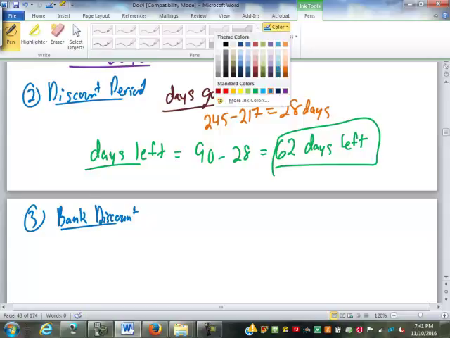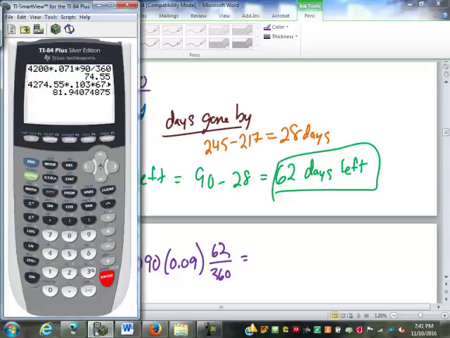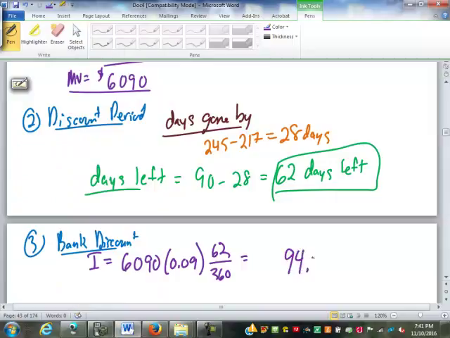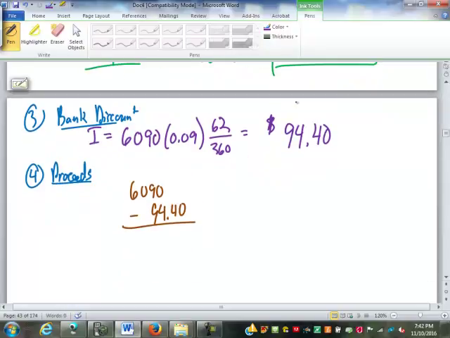What do I do for the bank discount? Your interest is the maturity value, 6090, discount rate from the bank was 0.09, 62 over 360. $94.40, you're correct. So that is the bank discount. Proceeds, $6,090 minus the $94.40, which will give us $5,995.60. How did you get that? Cool.